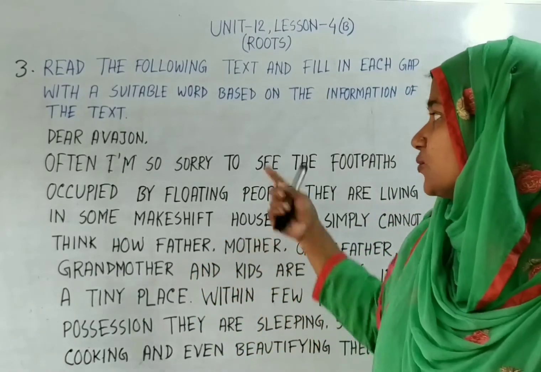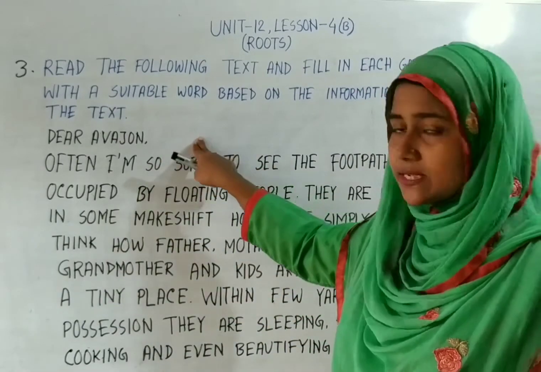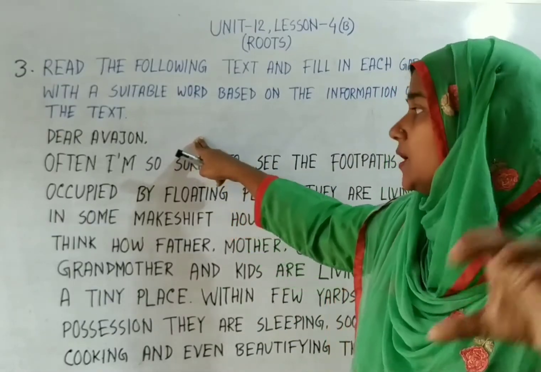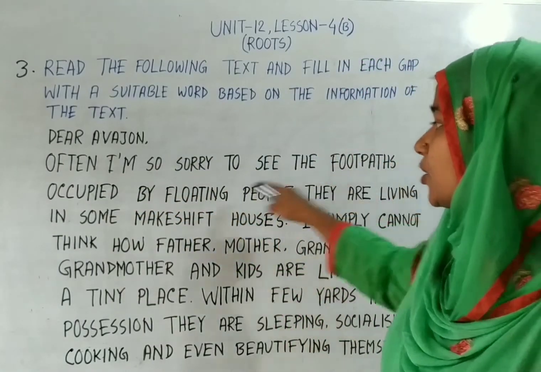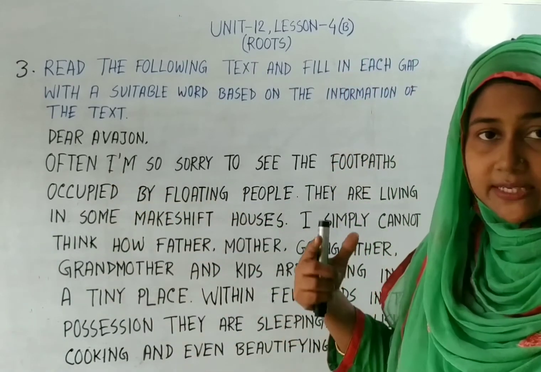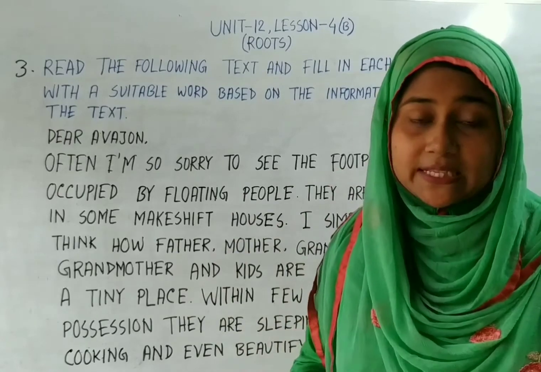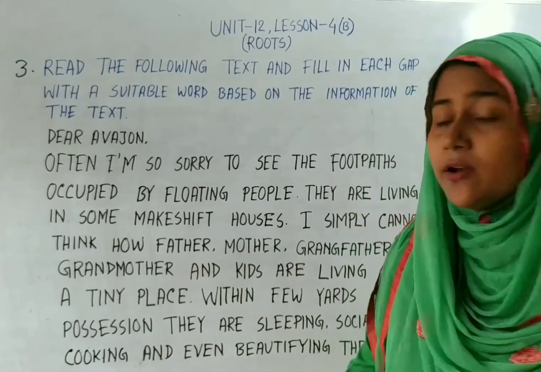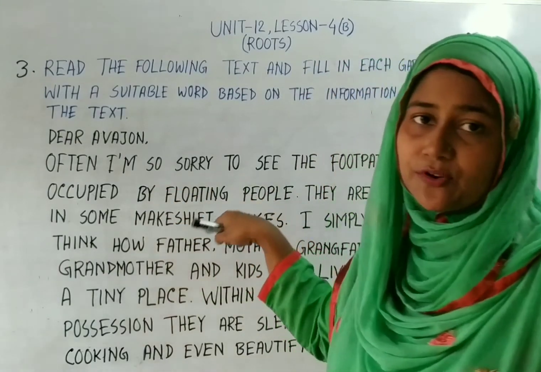So dear students, this is a letter written by Mithun to his friend Avazan. So you should read this one. First, often I am so sorry to see the footpaths occupied by floating people. Often Mithun feels sorry by seeing the footpaths occupied by people, who are called floating people. So the topic of this passage is floating people.